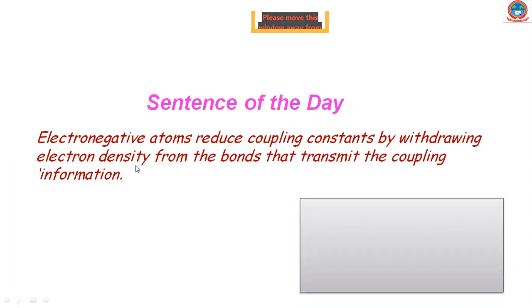What is the sentence of the day? Today's sentence: electronegative atoms reduce coupling constant by withdrawing electron density from bonds that transmit the coupling information. So we can say J value is directly proportional to the extent of information, or we can say validity of information.